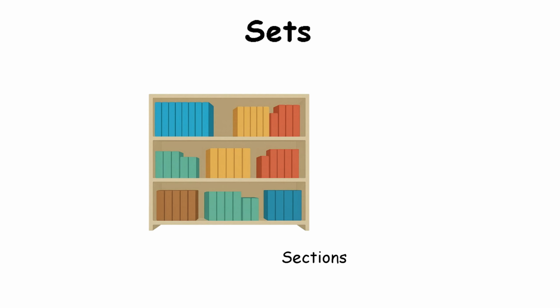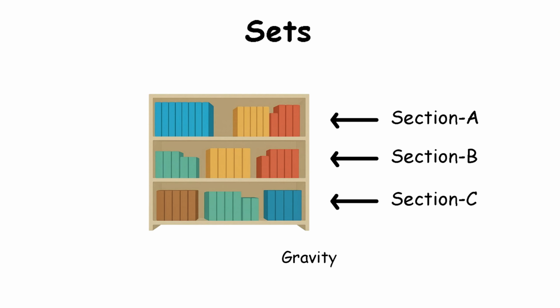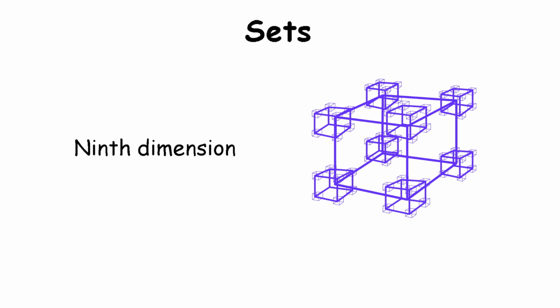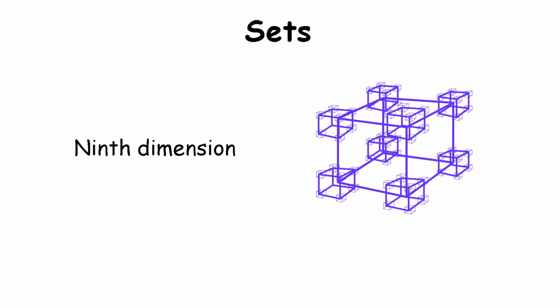This is abstract, but you can compare it to organizing books in that infinite library. You could create sections, universes with gravity, universes with no time, universes with alien physical laws. The ninth dimension is the level where entire sets of universes are defined and compared.